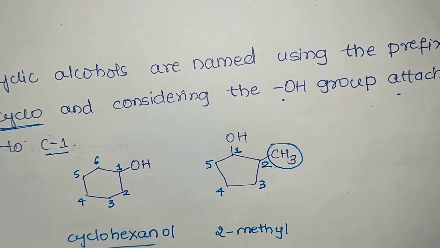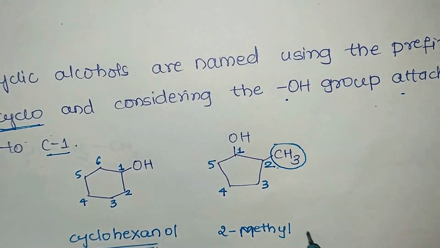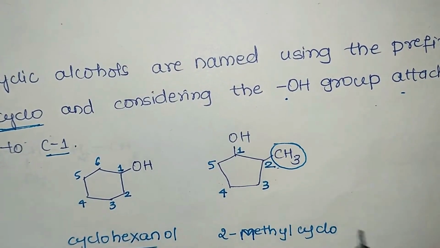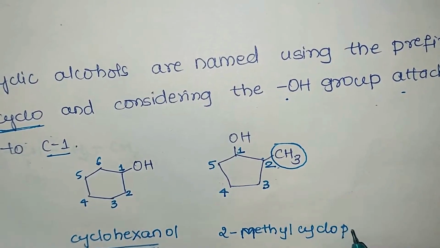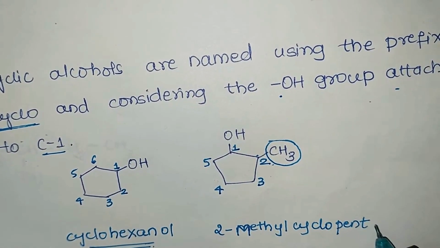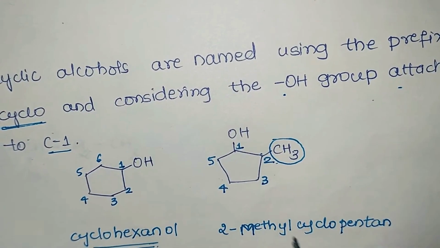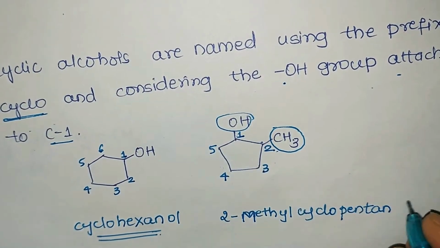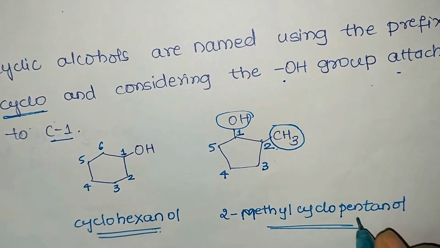It is a cyclic compound. So what is the other prefix we use for a cyclic compound? Cyclo. And since there are 5 carbon atoms, it becomes what? Pent. And since OH is attached to it, instead of an-e, where all are singly bonded, the an-e should be replaced by ol. Why? Because OH is the functional group. So the name of the compound is 2-methylcyclopentanol.